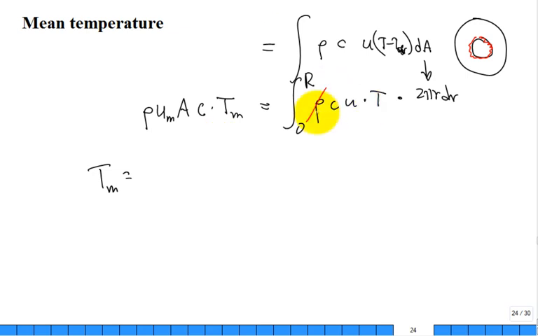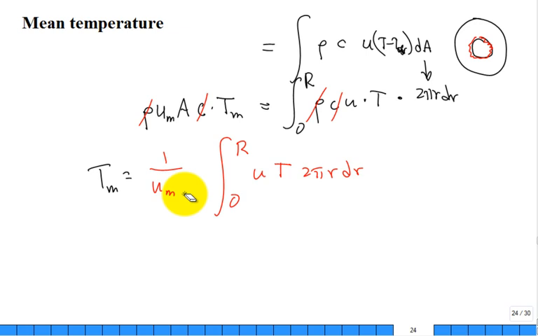look, the specific heat and density are often just constants. I mean, you can have a complicated problem, but they're constants. So throw them out, cancel them on both sides. You'll have 1 over the mean velocity, the cross-sectional area, the integral from 0 to R of U, T, 2 pi r dr. At this point, it's probably better to say, what is pi r squared? Isn't that my area? Cancel the pi's. Bring this cap R.